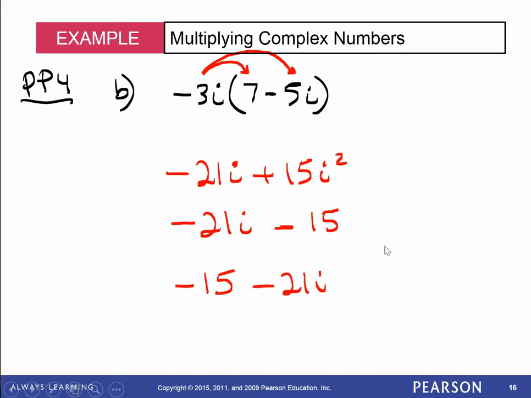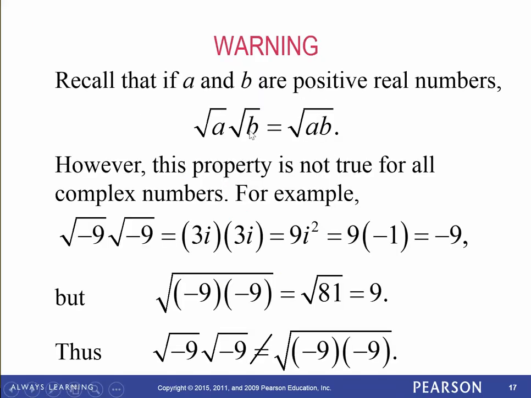Okay, and this warning comes through here because this is probably a mistake that algebra students make quite a bit. Do you guys remember from algebra, when you have the square root of a times the square root of b, we can multiply these together? Okay, that only works if they are positive real numbers. Doesn't work any other time. So if you have something like this, negative square root of negative 9 times the square root of negative 9, you should change this to a complex number first, multiply it, and then simplify. Notice you get a negative 9.